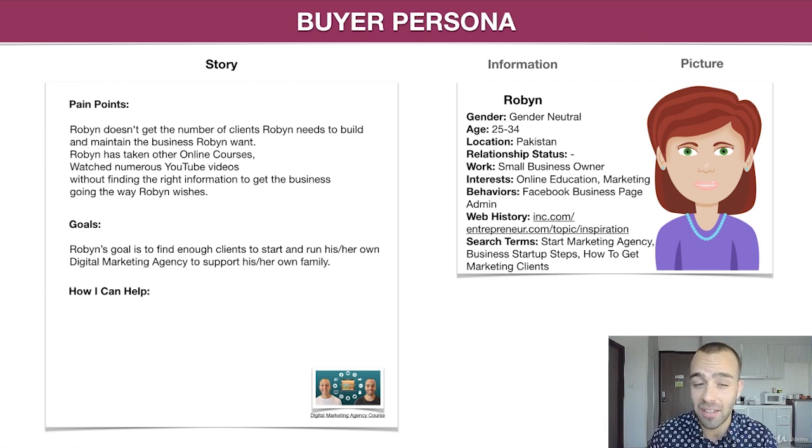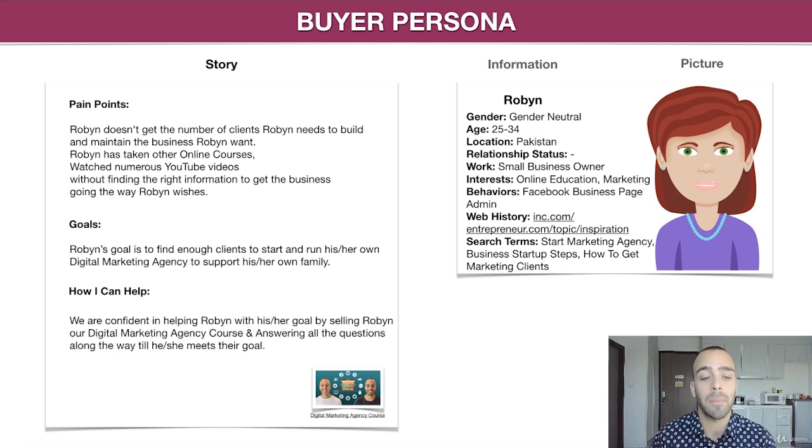Did you see what I did here? I told the goal and I told the why. The goal is to start and run his or her own digital marketing agency, and the why is to support his or her family. And I would like you to build out your story the same way. And then how can I help you with this? Well, we are confident in helping Robin with his or her goal by selling Robin our digital marketing agency course and answering all the questions along the way till he or she meets their goal.